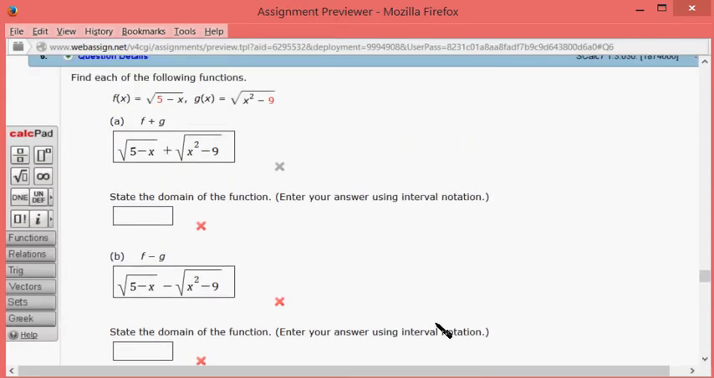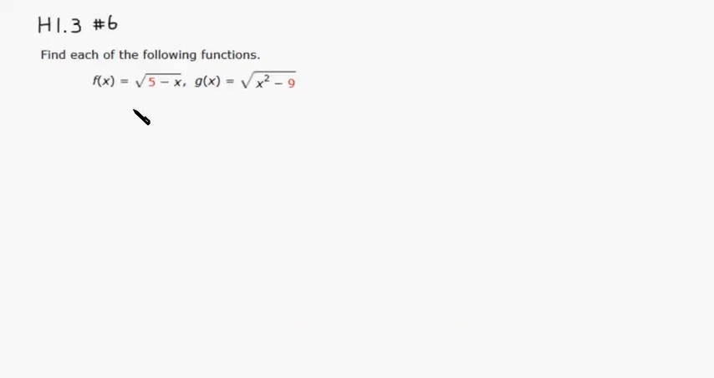Alright, so we have all these functions, then we have to find the domain of that. So let's find that. First we have to find the domain of each. So let's find d sub f, the domain of function f. In order to find that, we just make sure that this 5 minus x is greater than or equal to 0. So let's solve that.